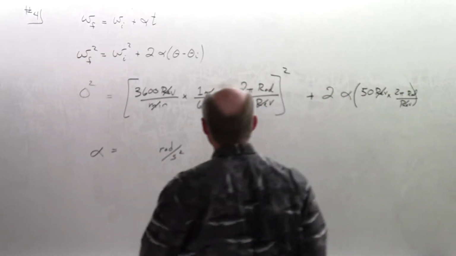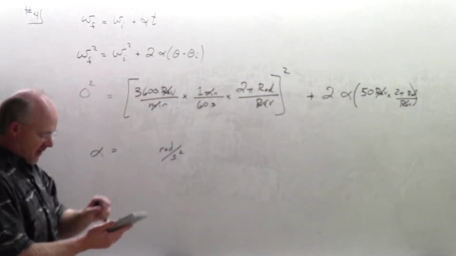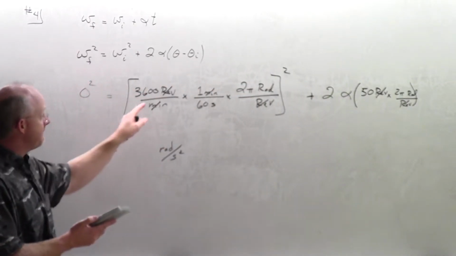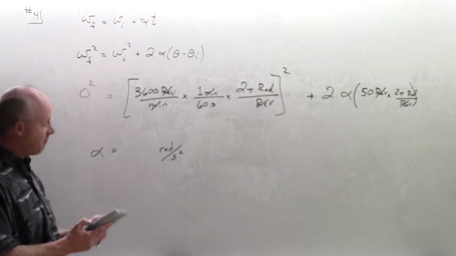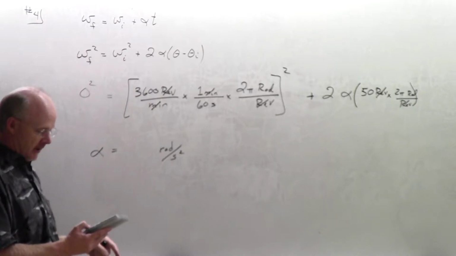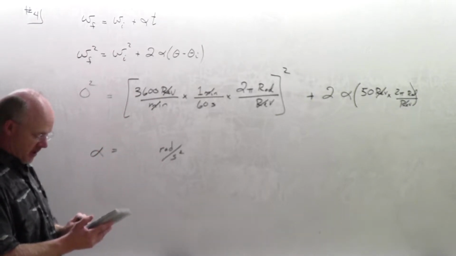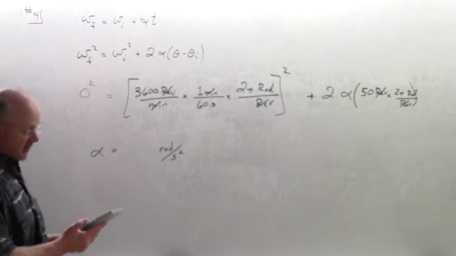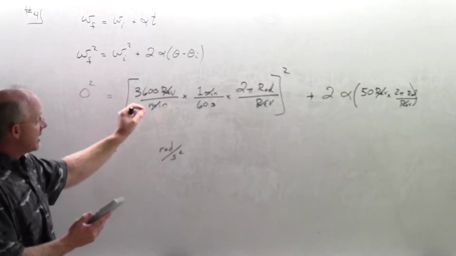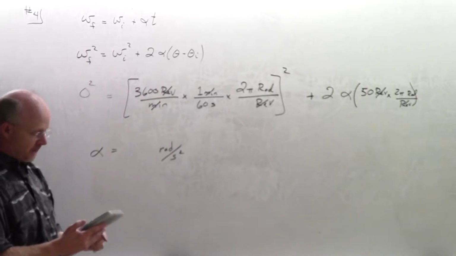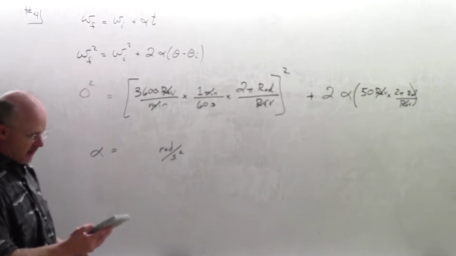So I'll take this one. As you said, this top one is 3600. Across the top would be times 2 times pi. Across the bottom would be 60. And so that's about 377 radians per second there. I'll square that and hit equals.